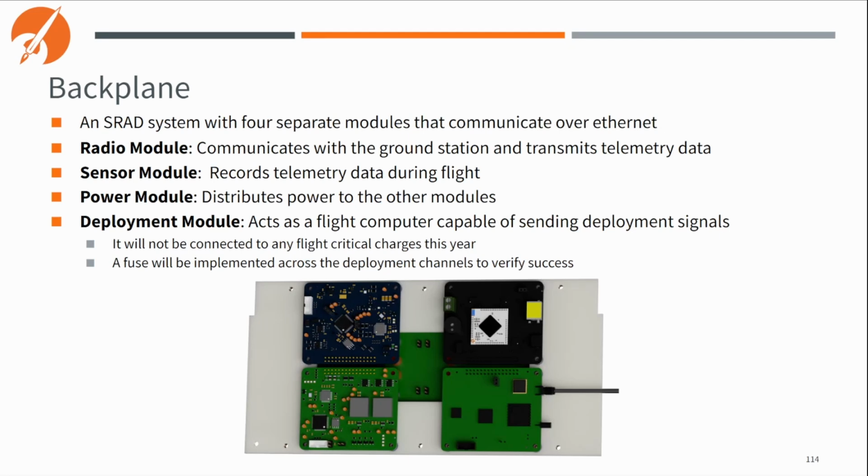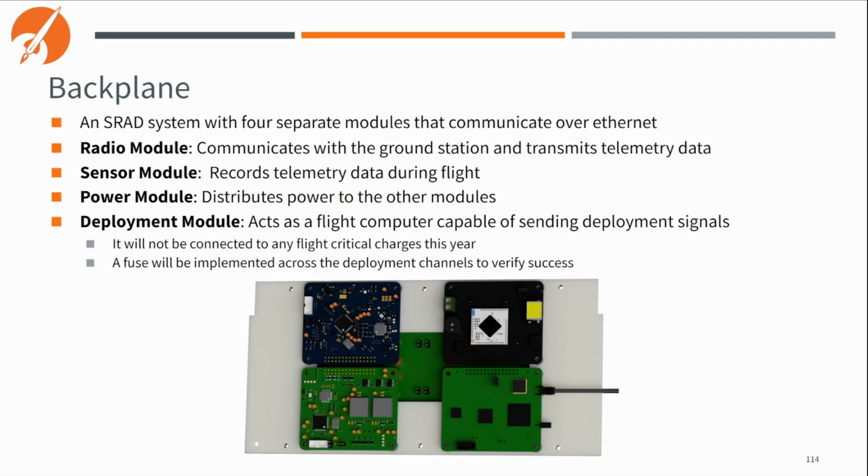As I previously mentioned, we will be using backplane as one of our primary electronic systems in the rocket this year. It's a SRAD system that utilizes 4 modules that communicate all via Ethernet. We are going to use power mod, radio mod, sensor mod, and deployment mod this year. Sensor mod will record telemetry and transmit it using radio mod back to ground station. Power mod will distribute power to the rest of backplane, and deployment mod will be in there to be tested as a potential flight computer for future years.